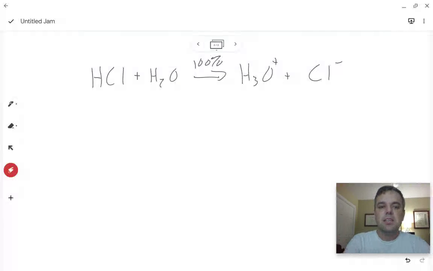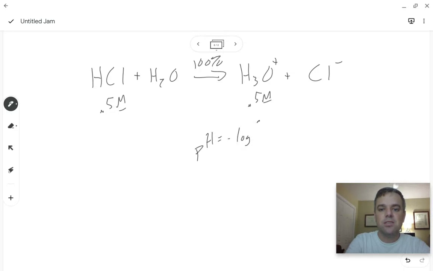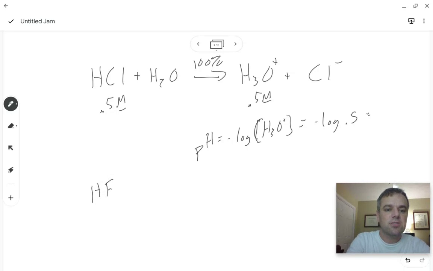The thing about this is the pH of a strong acid or a strong base can be directly calculated from its molarity. We'll talk more about that once again when we get into our unit on acids and bases. For instance, if this was a 0.5 molar hydrochloric acid solution, then you're going to have 0.5 molar H3O+. And as you'll see, pH equals the negative log of your H3O+ concentration, which would be the negative log of 0.5. And that would be how you would calculate the pH of this because it goes 100%. On the other hand, a weak acid like, say, HF, goes maybe 1 to 2% into H3O+ and F-.